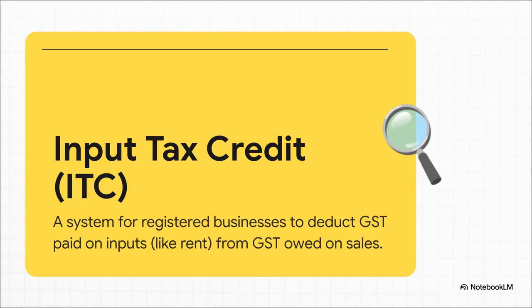Okay, so you might be thinking, why isn't every business freaking out about this? Well, the magic answer is something called Input Tax Credit, or ITC. For most businesses that are registered for GST, it's a game changer. It basically lets you claim back the GST you paid on your business expenses, like rent, against the GST you collected from your own customers. The result? It's cash flow neutral. It's really just a paperwork exercise.